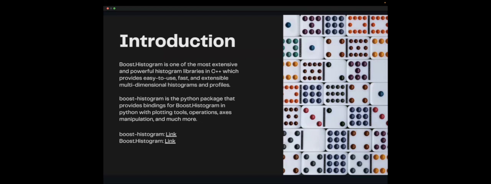Now, in terms of boost-histogram, which is the Python binding of Boost.Histogram, the C++ side, my original work was based on that. It also has a lot of tools, like coding tools, and you can perform a lot of operations, and there's a lot of access manipulation. You can fetch details from them, you can convert them to NumPy, and a lot of interesting stuff. I will link both the C++ and Python docs here.